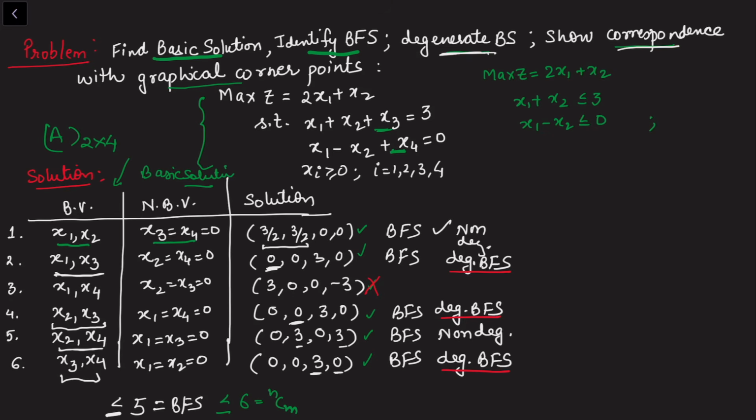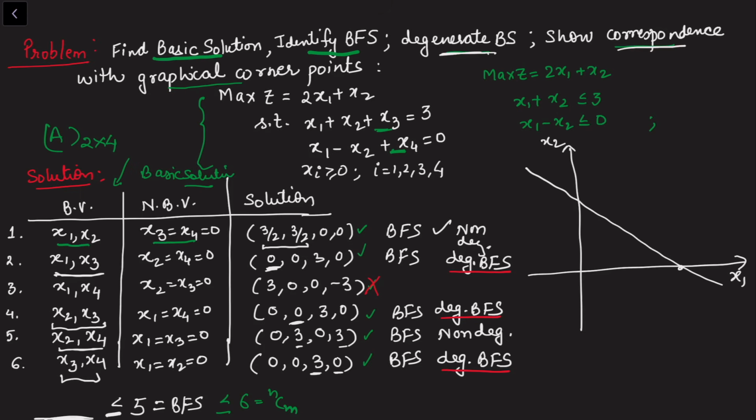Now let's see its correspondence with the graphical corner points, and then we can also understand what value we are going to get here. In the graphical method, now I am going to draw the constraints. The first constraint is x1 plus x2 less than or equal to 3. So it cuts at the points 3, 0 and 0, 3, and the region is the lower side.